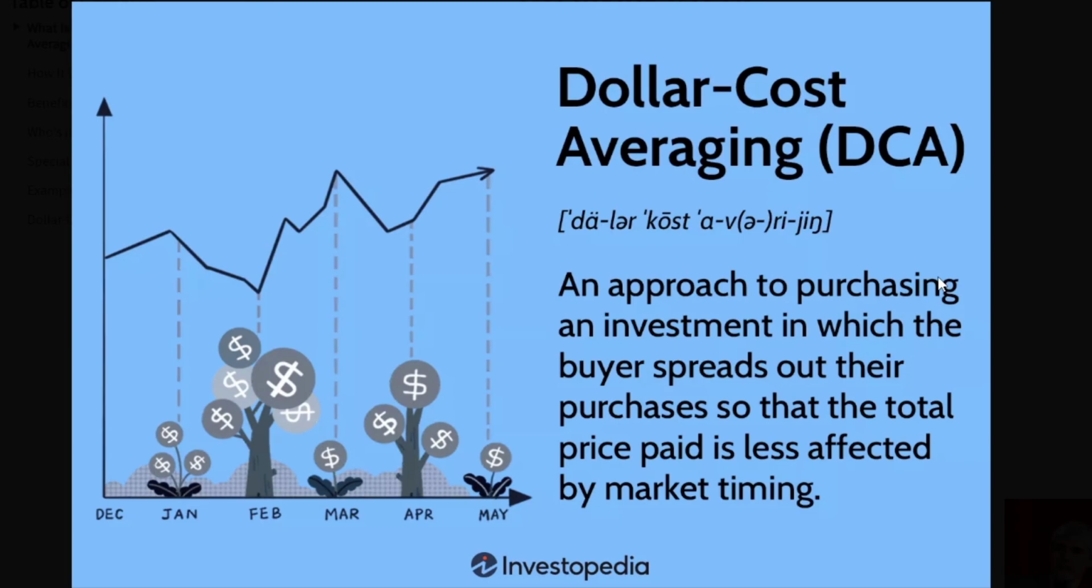For those who have not invested any time before, this is one of the most basic concepts. And as you can see here, quick little image, it's an approach to purchasing an investment in which the buyer spreads out their purchases so that the total price paid is less affected by the market timing. So there's this famous quote about time in the market. It's better to have a lot of time in the market than try to buy into the market at certain lows or highs. So this is why dollar cost averaging works out. Overall, it's less risk, but it still produces pretty good results.